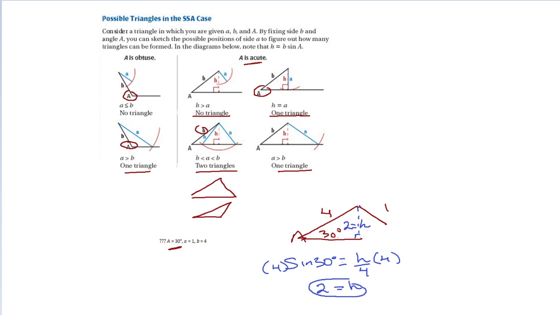All right, so let's see which of these up here meets this criteria. So it's acute, and notice this side is less than h. That means we have no triangle. Side 1 is not long enough to form a triangle. So we're going to say there's no solution.